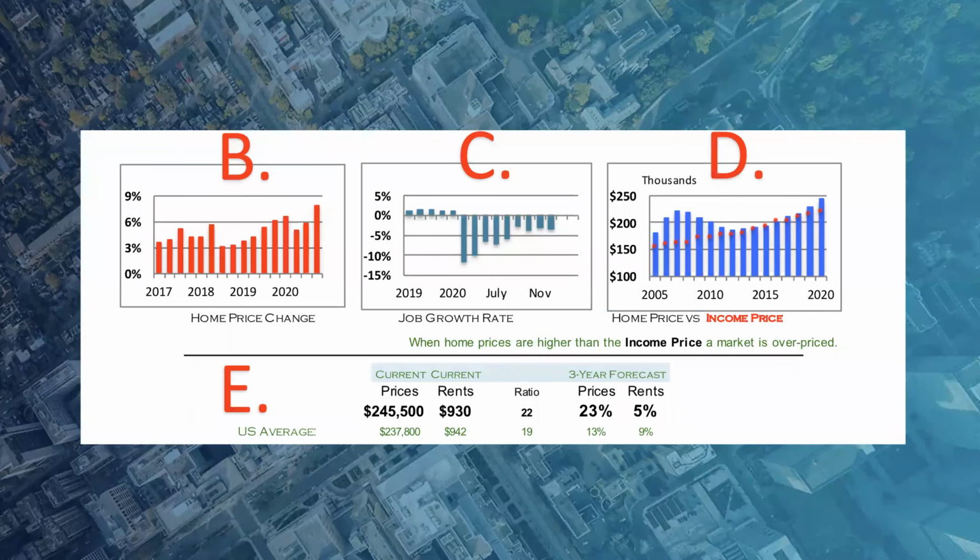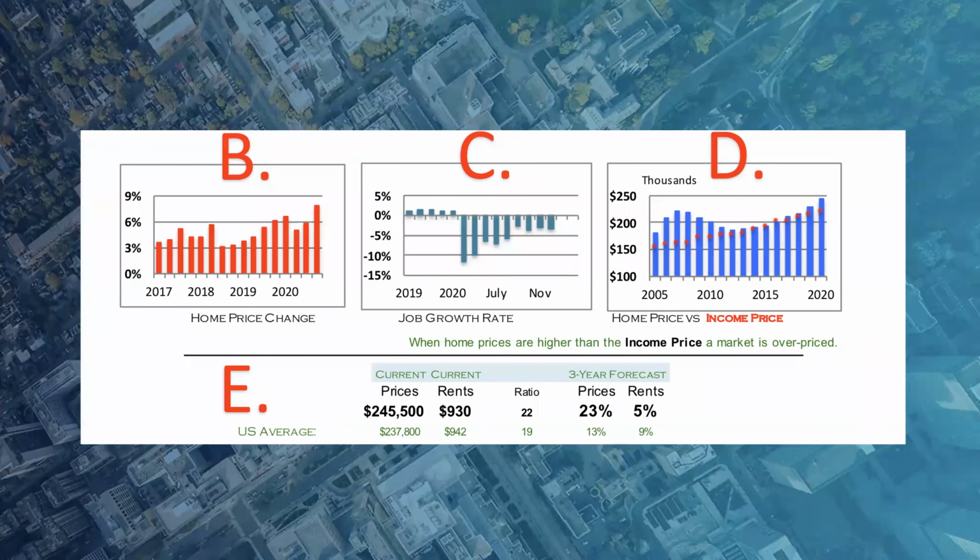Now the charts B, C, and D, which are the main ingredients in our risk ratings. Chart B shows the annual rate at which home prices have increased in the last few years. It indicates the current strength of demand for housing, including rentals. If demand has been weak, the risk of investing is higher.